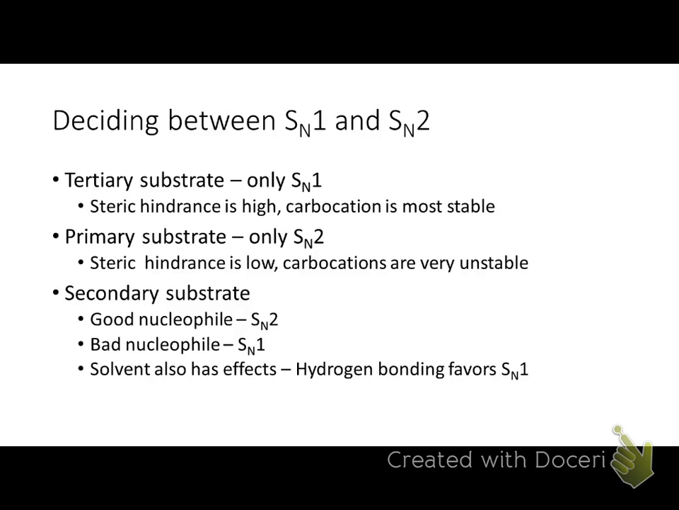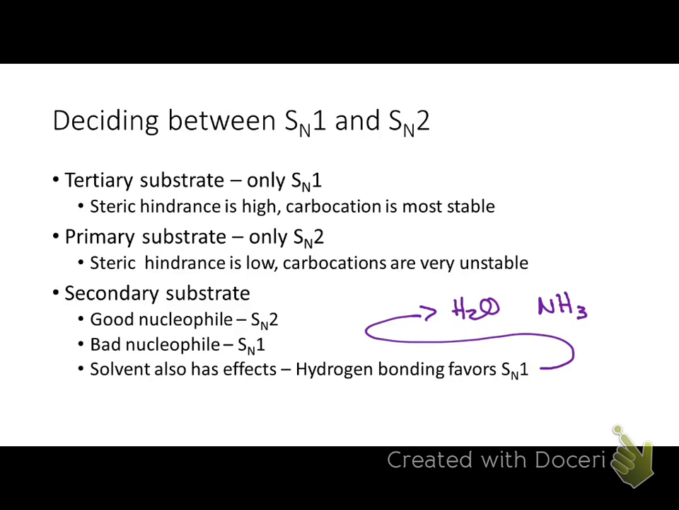And then solvent also has an effect, and I'm going to tell you, you need to know this, but it's not in your book, okay? But the solvent also has an effect, and if it's hydrogen bonding, it favors SN1. And let me just tell you what it means to be a hydrogen bonding solvent. Like H2O, hydrogen bonding. You remember what a hydrogen bond is? You have to have oxygen, nitrogen, or fluorine bonded to hydrogen. So H2O is a common example. NH3 is a common example.